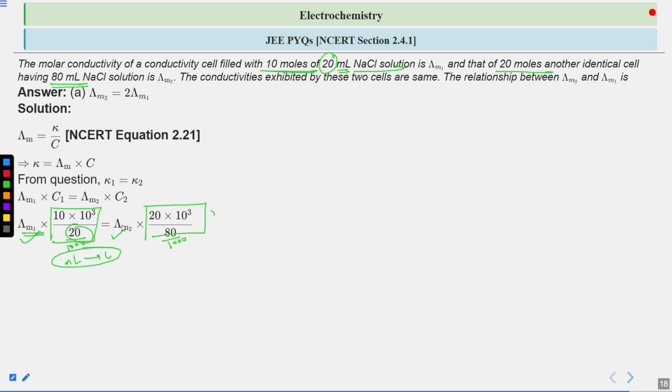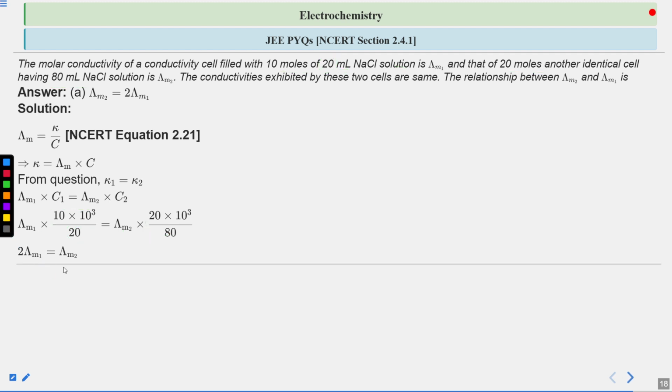After solving, you can find a relation between lambda m1 and lambda m2, which comes out as twice lambda m1 equals lambda m2. When you solve this, this will be the final equation you get. So this is the relationship between the molar conductivities of the two cells, and this is the correct way of solving this question. The correct answer is option A, this relation, which is lambda m2 equals twice lambda m1.